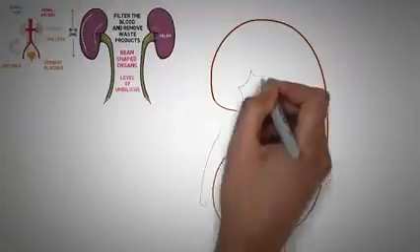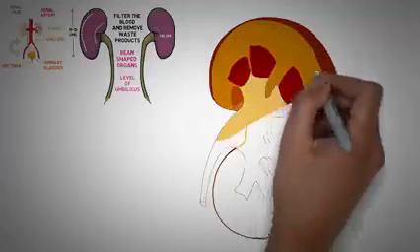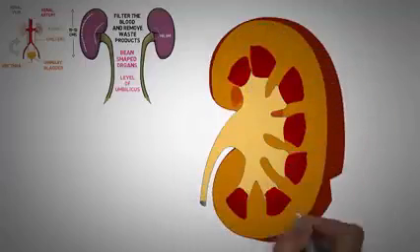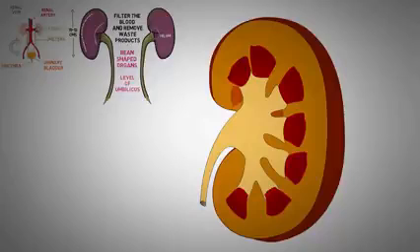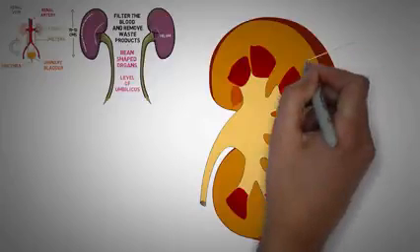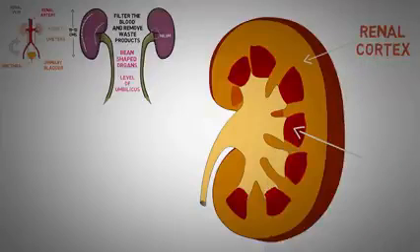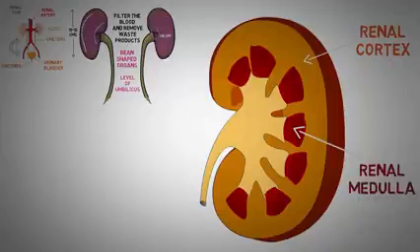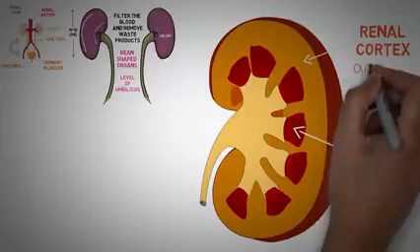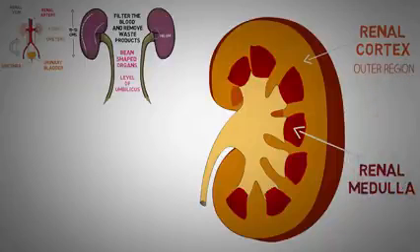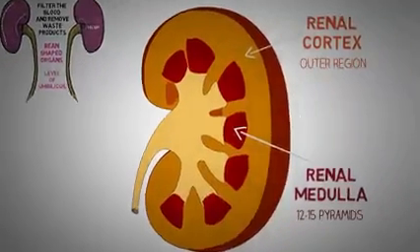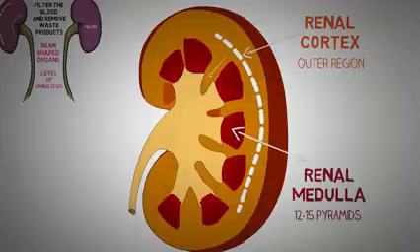Now if we slice the kidney with a knife in this manner, we will be able to see the internal structure of the kidney. The first thing you should note here is that the internal structure of the kidney is divided into two major regions: the renal cortex and the renal medulla. The renal cortex is this outer region of the kidney, while the renal medulla consists of these 12 to 15 cone-shaped structures known as the medullary pyramids. The outer renal cortex runs in a continuous manner with a number of projections that extend down between the pyramids.